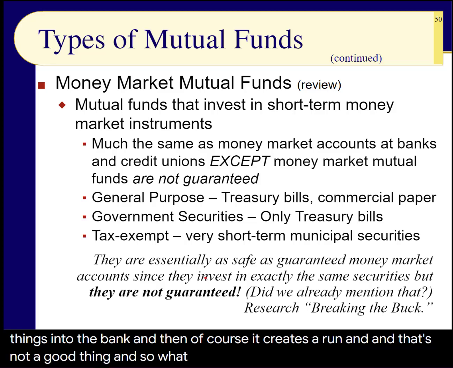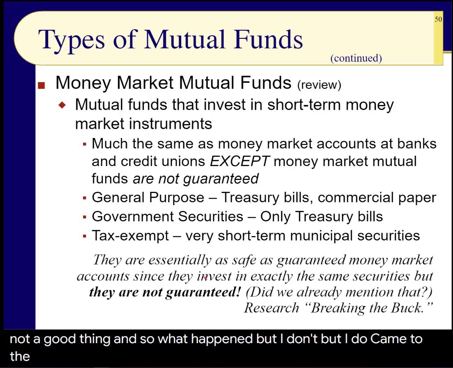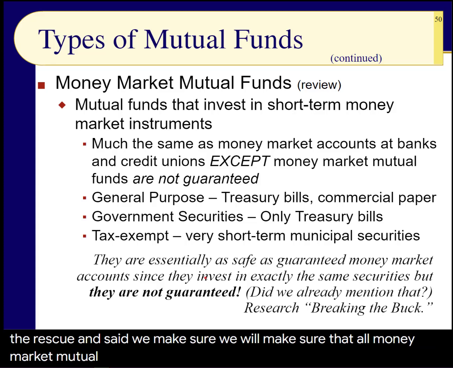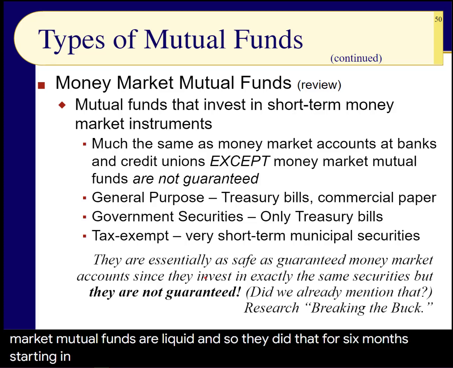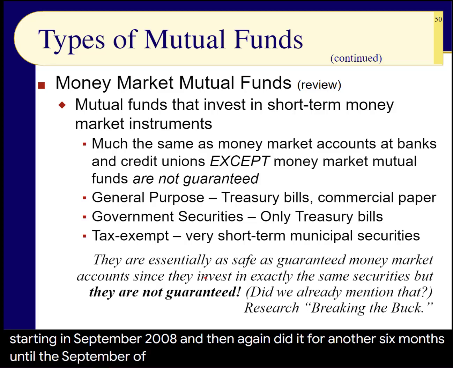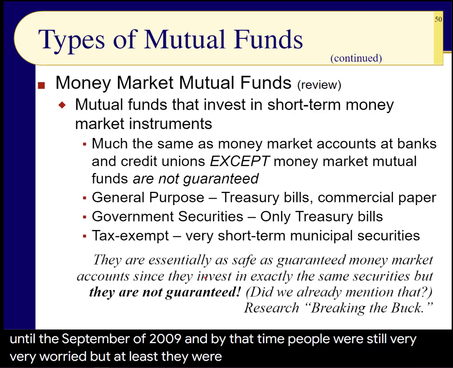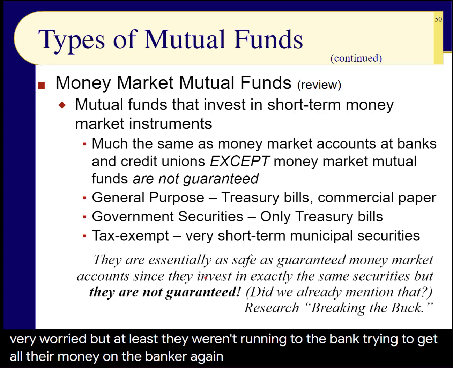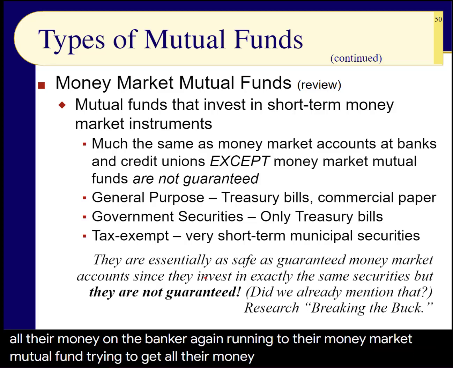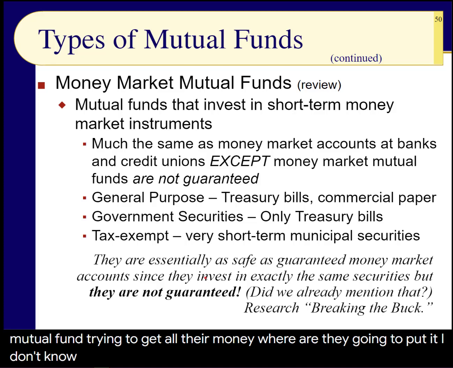And so what happened? The Federal Reserve Bank came to the rescue and said, we will make sure that all money market mutual funds are liquid. And so they did that for 6 months, starting in September 2008, and then again did it for another 6 months until September of 2009. And by that time, people were still very, very worried, but at least they weren't running to the bank trying to get all their money out, or running to their money market mutual fund trying to get all their money. Where are they going to put it? I don't know. So these are the least risky mutual funds.